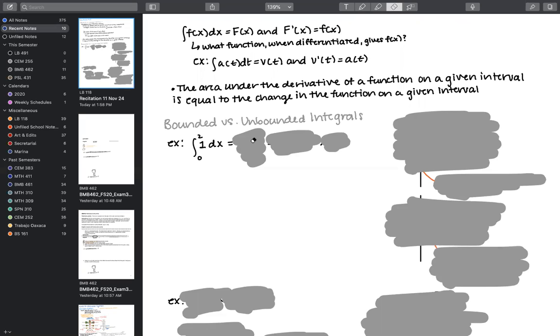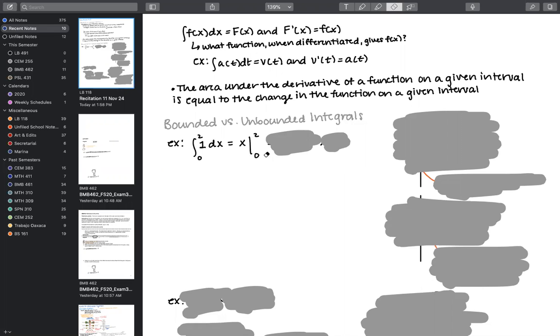So what function has the derivative of 1? The derivative of 3x would be 3. So the derivative of x is equal to 1. And then this symbolism here is how you represent it. So this information here is important. We want to evaluate the change in x on this interval. So this is how you notate that when we're talking about the quote unquote original function, the antiderivative of the function.